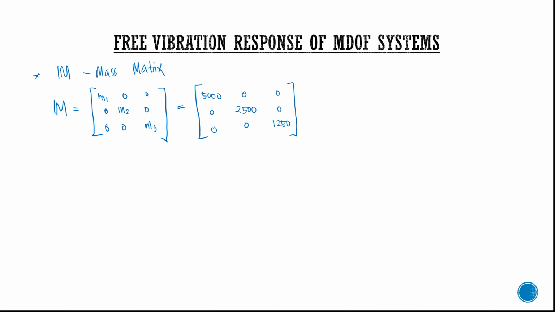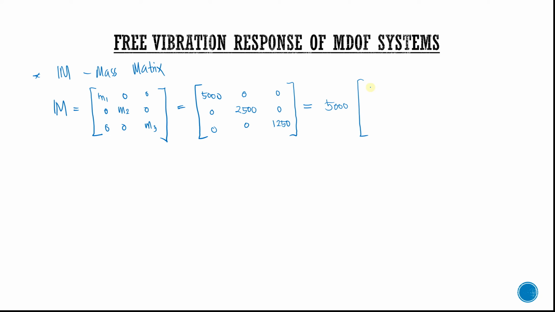So we can factor out the mass matrix in order for us to have no large digits in our calculation. For our mass matrix, we can factor out 5,000, or the 2,500, or the 1,250. It's up to you. But it would be best if we factor out 5,000 from the mass matrix.